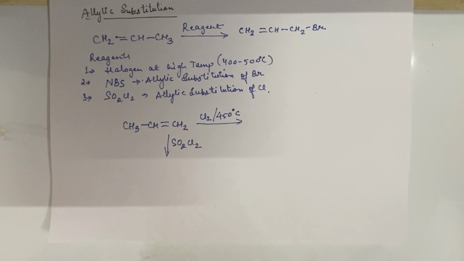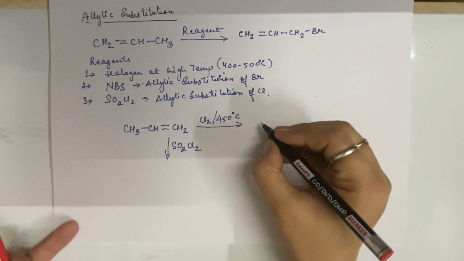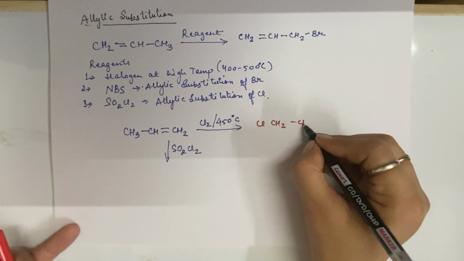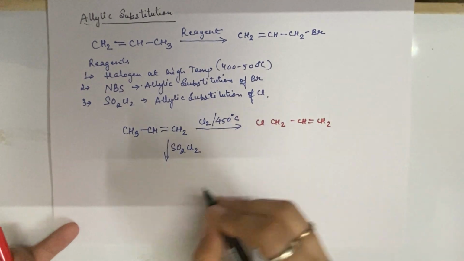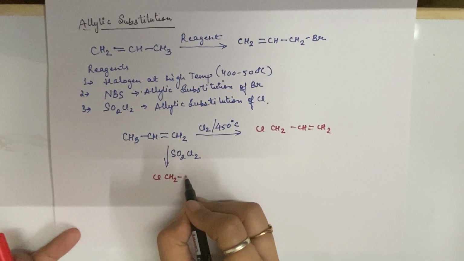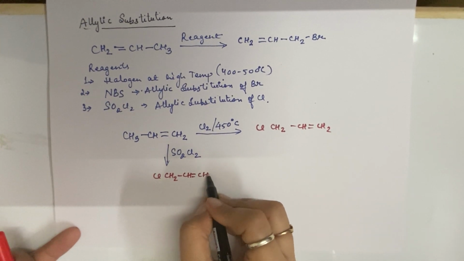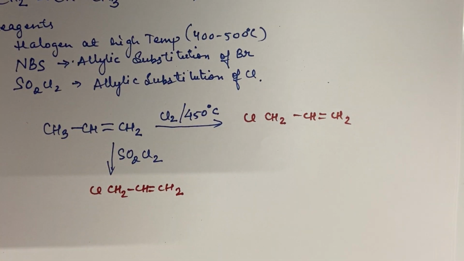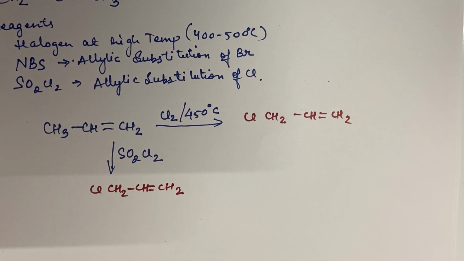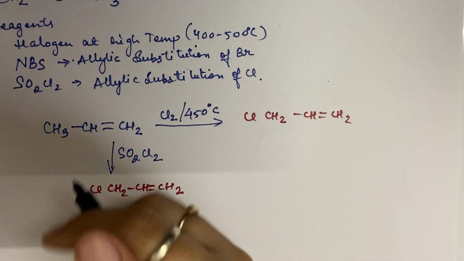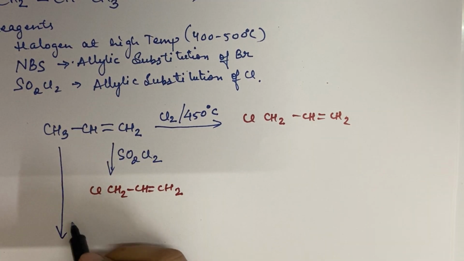Yes, your answers are absolutely correct. In this case, it will be Cl, CH2, single bond CH, double bond CH2, and SO2Cl2 also does the chlorination only. Not chlorination, it is the addition of chlorine, but at the allylic position. So this will be your product. Okay. Then you can solve the same question for Br2 also.